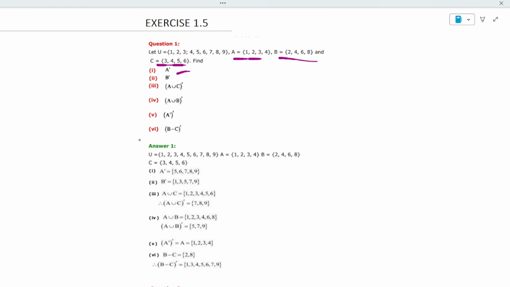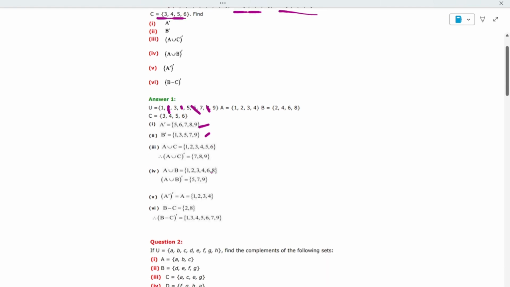Here you should remove from the universal set. A complement means it is the reciprocal, that means it is the complement. You have to remove 1 to 4 from the universal set and write the rest of the elements. When it is B complement, we will understand. If you understand this question, you will get it. You have to remove 2, 4, 6 and 8, which are the elements, and you have to write 1, 3, 5, 7, 9. See here, 1, 3, 5, 7, 9 are written. So now you can find this.